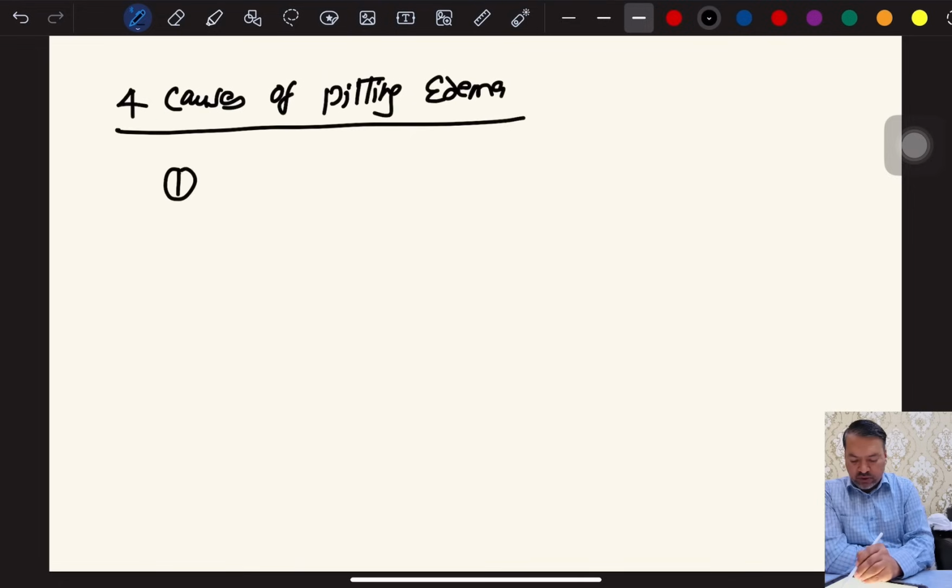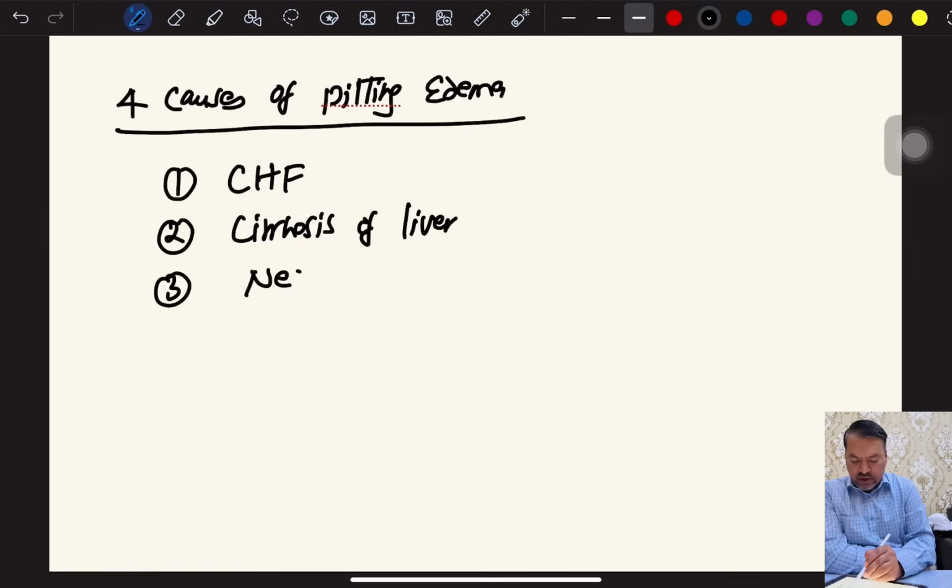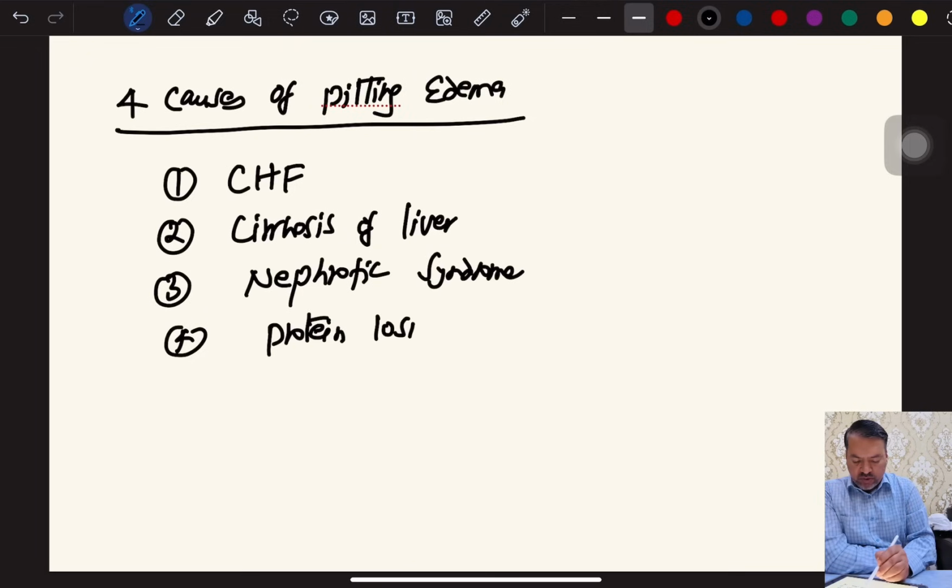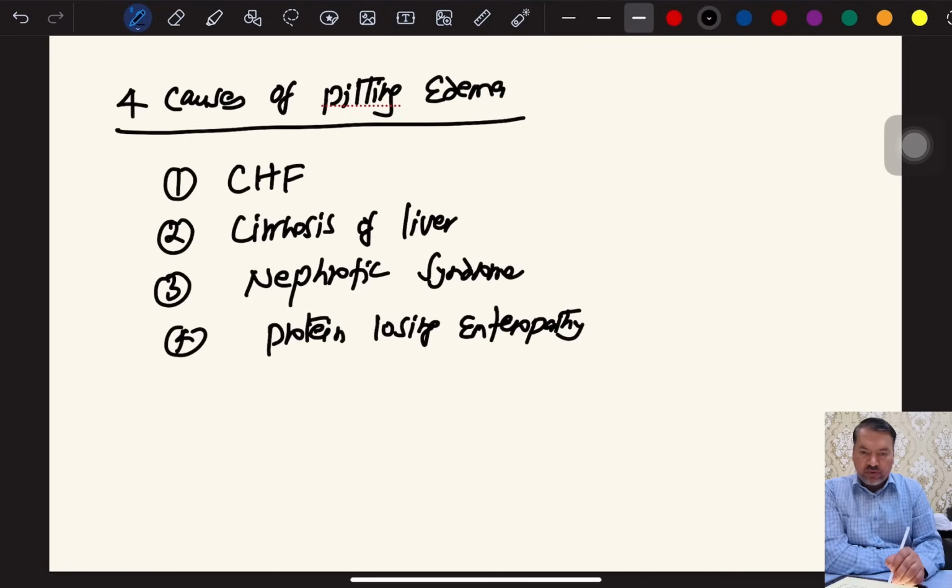Now, one of the important causes is congestive heart failure. Second is cirrhosis of the liver. Third is nephrotic syndrome, which is a type of kidney disease. And fourth is called protein losing enteropathy. Okay, so the person is losing protein from the GI tract, which will lead to hypoalbuminemia, and that results in decreased oncotic pressure, and as a result of that, excessive edema formation.